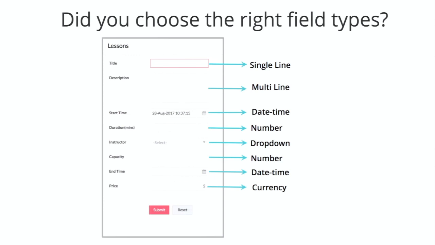The title, that is the lesson name, needs to be a single line field because it's just a short name. It's just a one-word answer. Then we have description, needs to be a multi-line field because Karen would like to describe what the class is about. Then we have start time and end time. That is when the lesson starts, when the lesson ends. Those need to be date and time fields. Duration field, which is the minutes, that is the difference between start time and end time, needs to be a number field.